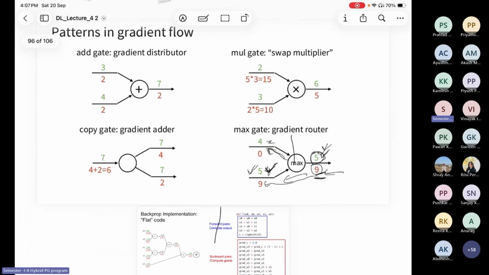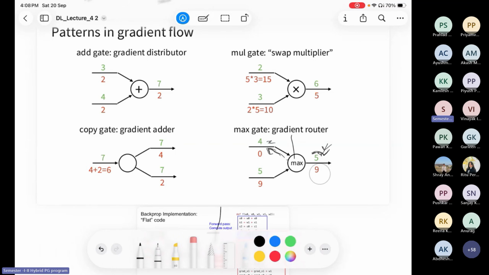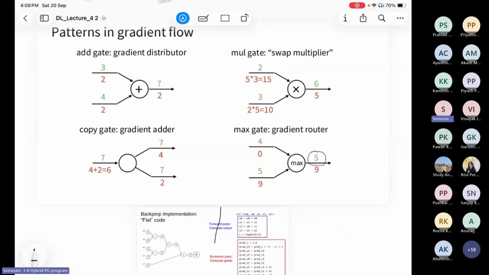And for max, I already told you: only one input will get the gradient, and the other will get 0. The input which is coming through here will get the same gradient as the upstream. Is it clear to everyone now?